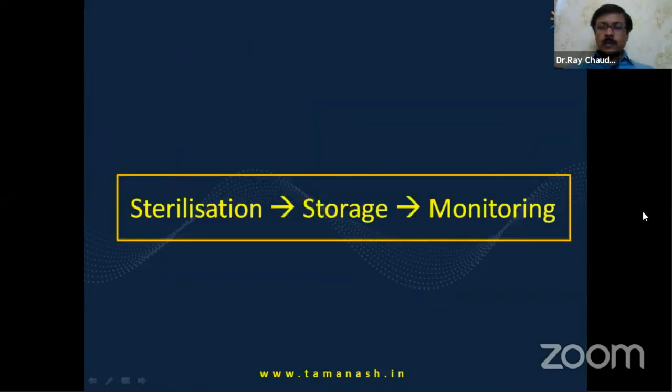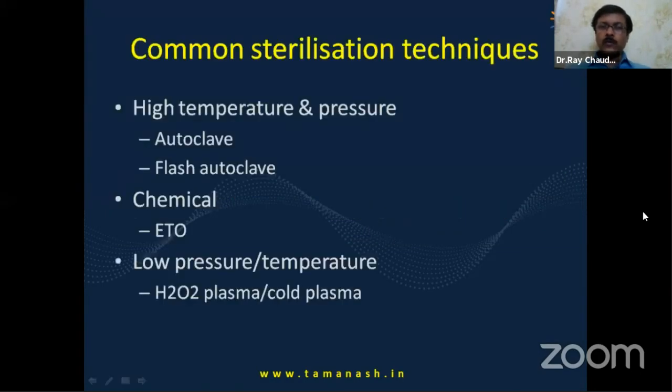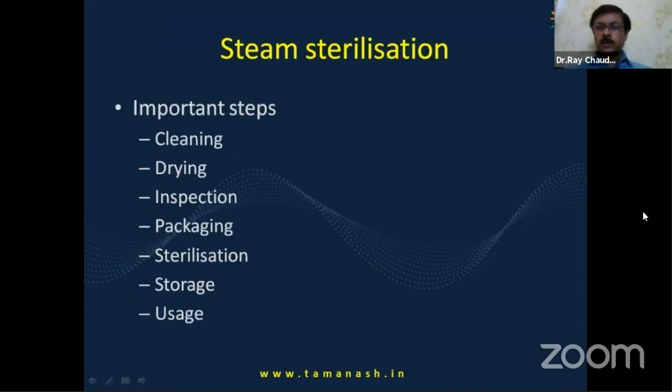So sterilization is not sterilization only. Sterilization has sterilization, storage and monitoring, and I'll be talking about all of these separately. The most common sterilization techniques that we see are high temperature and pressure, that is autoclave and flash autoclave. Chemical sterilizers which work in moderate temperatures and moderate pressures is ETO, and low pressure temperature sterilizers which is H2O2 and/or cold plasma.